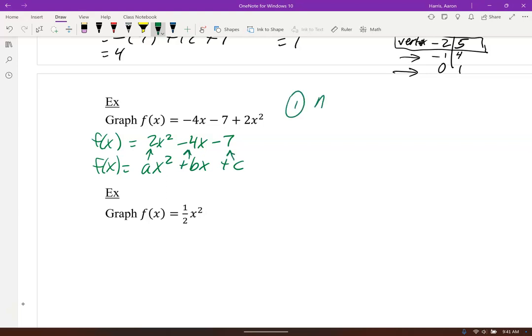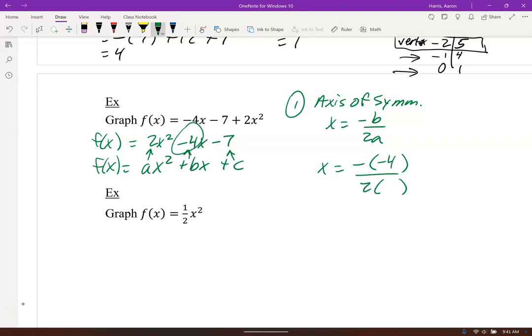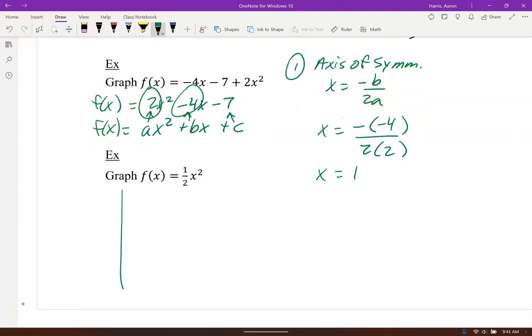Because the first thing I want to do is find the middle of the graph, which is called the axis of symmetry. And it's found by x being -b over 2a. So I go negative, my b here we said is -4 over 2 times a is 2. So it ends up being 4 over 4, which is 1. So that's the middle of my graph. If I was graphing this, x equals 1, that's the middle of my graph.